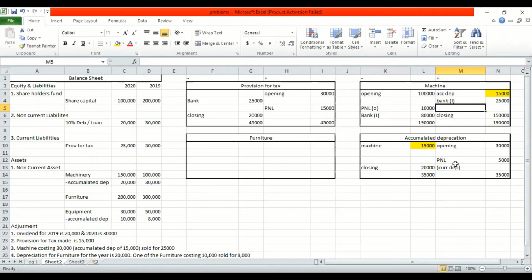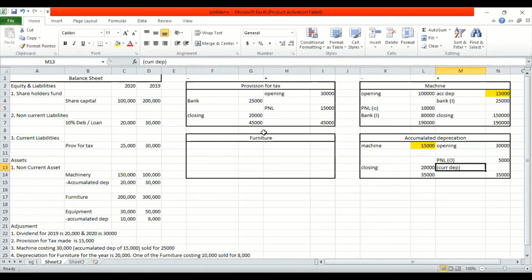Let's move on to accumulated depreciation. This side, there's nothing much to be done. This side, there is only one figure. That is your P&L. P&L, whenever you hear, you should know it is operating activity. What you're going to do, you're going to add it. You very well know depreciation is a non-cash item, so you have to add it. I hope this part is clear.